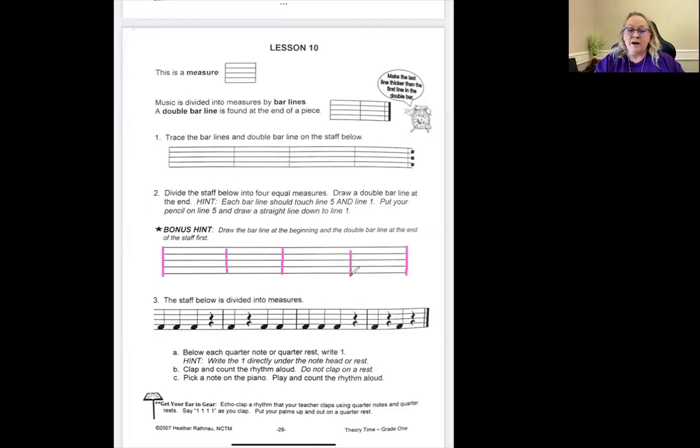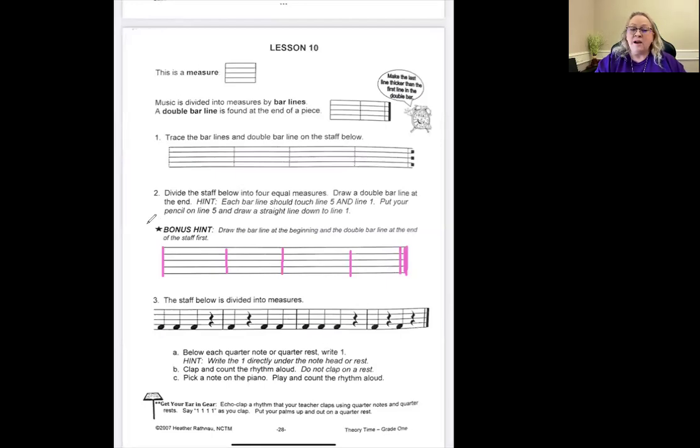So now if you count, let me get my flashlight. 1, 2, 3, 4. I have 4 bar lines. Now I have 4 measures, excuse me. I'm going to make my last one thicker and then put a skinny one next to it, and there I have my double bar line at the end.